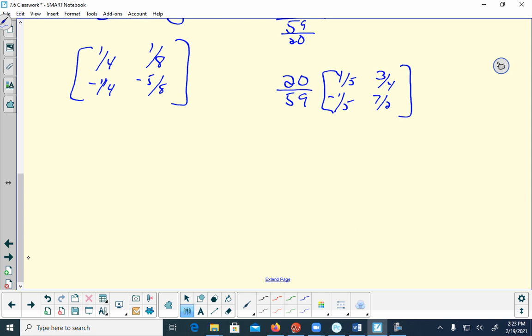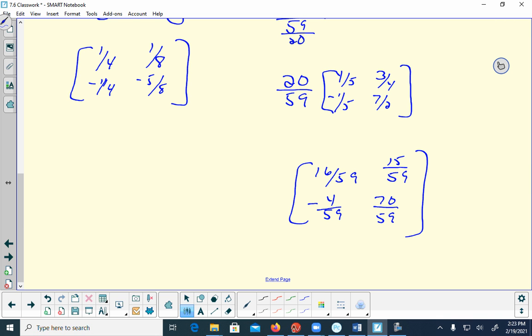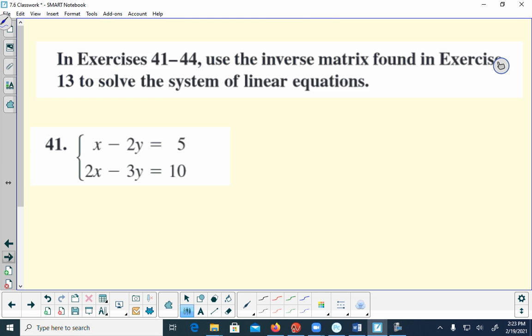Taking 20/59 times 4/5, and I'm going to get 16/59, then 15/59, -4/59, and finally 70/59. And that's it. That's my inverse. And it's, again, a lot easier to do with the formula than having to do with all those fractions.